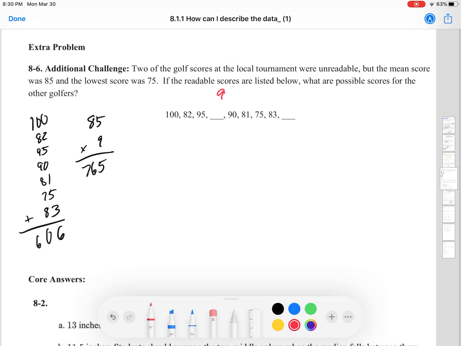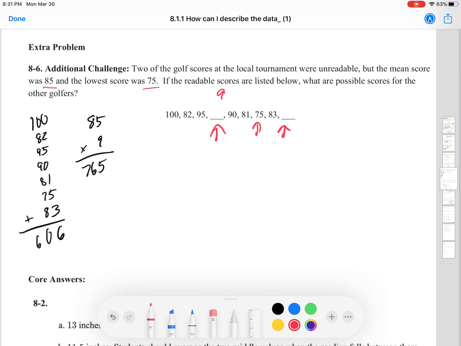I was doing a little work ahead of time here. These 2 scores we can't read, but since we know that the mean score was 85 and the lowest was 75, we already know that we have a 75 here. So it can't be less than 75, right? Couldn't be 74, can't be 72, can't be 50 or anything like that, right? So somehow we need to find that the mean score was 85. Well, what makes this an additional challenge is you're going to have to do some work backwards.